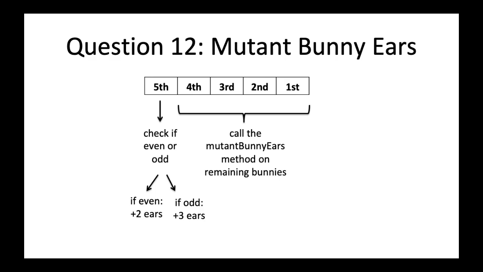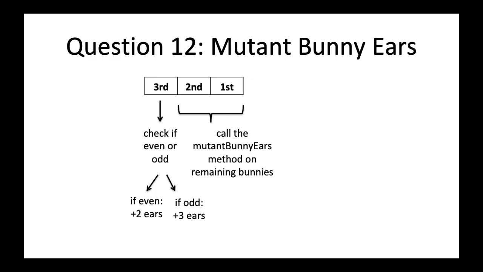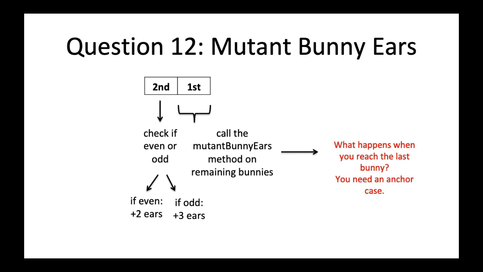This goes on till the 1st bunny is reached, which is also the last bunny in the bunch. So what should happen once you reach this bunny? Your method should stop, making this your anchor case. There is no point in going on to the 0th bunny, because that bunny doesn't exist.